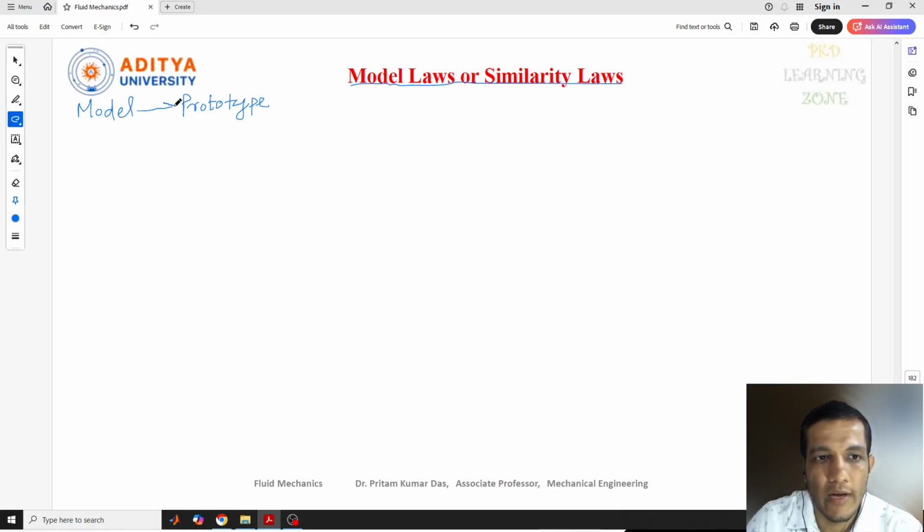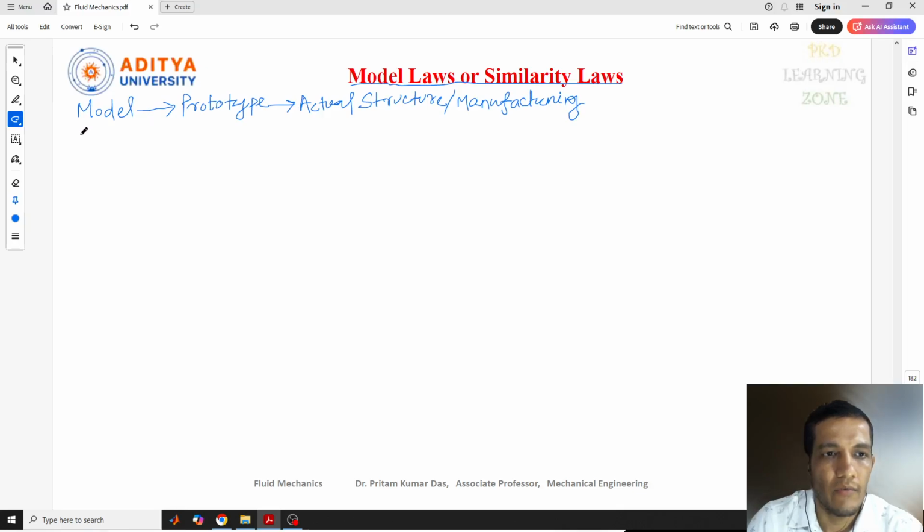So we know that we first need to prepare a model, and then it needs to be converted to the prototype before going to the practical implementation, or before going to the actual manufacturing, or the actual structure. You can say actual structure, or before going to the actual manufacturing of the product. In the last lecture we saw the different types of forces which act on a fluid flow.